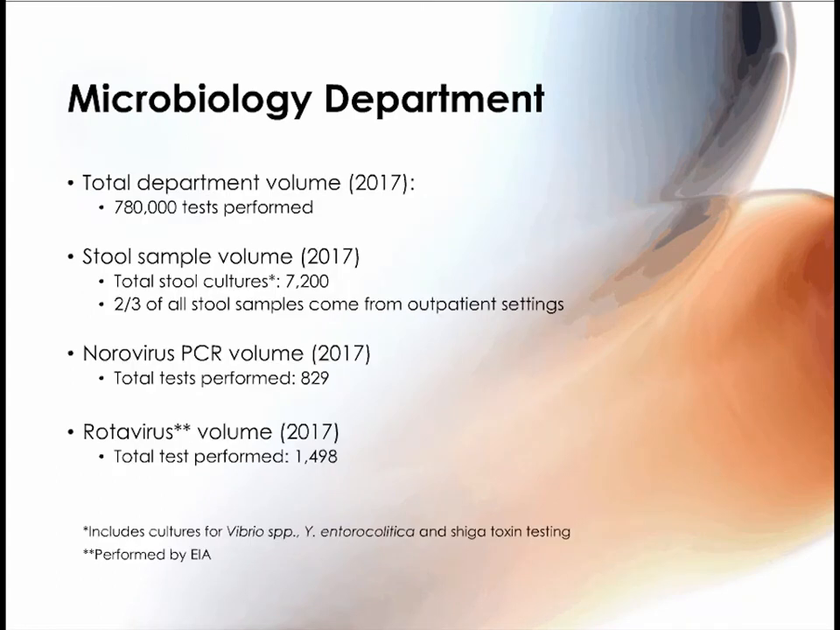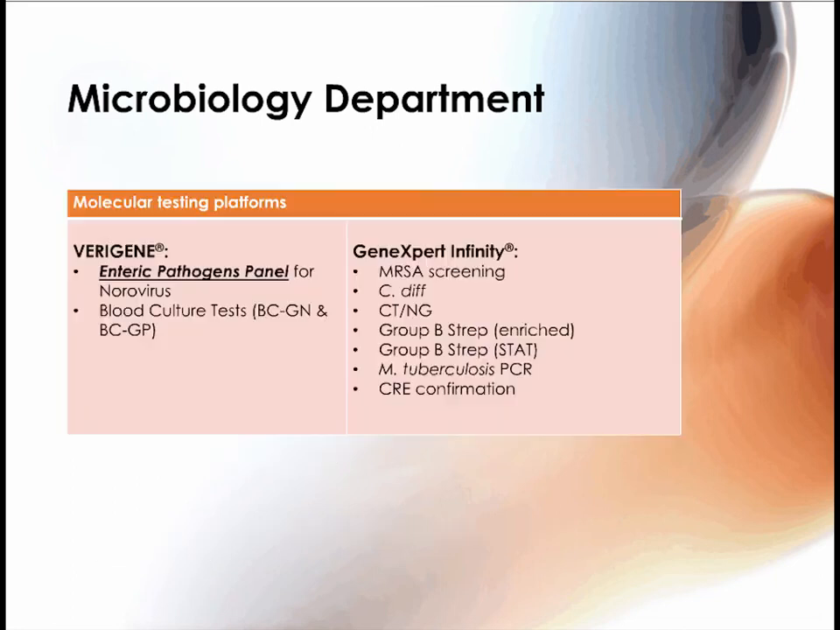Going to the next slide, some basic information about the department. Last year we had 780,000 tests performed in the microbiology department alone, with 7,200 stool cultures. Norovirus and rotavirus are also 2 of the tests that we plan to perform on the molecular platform, and the specimen volume could be around 1,500 and 800 samples. We go to the next slide.